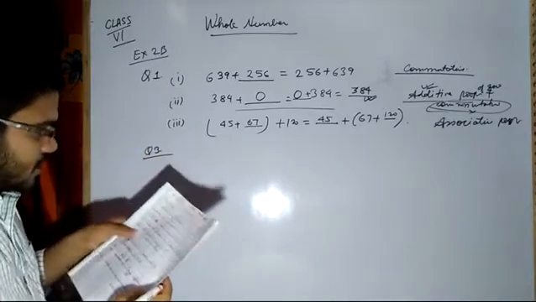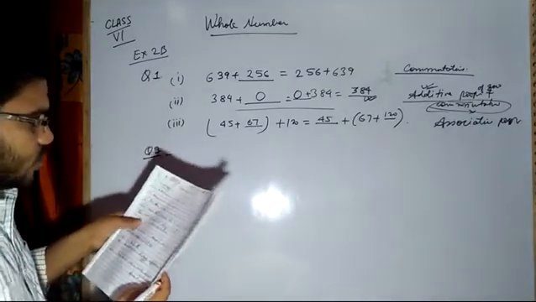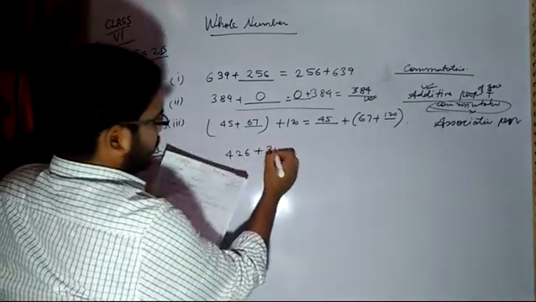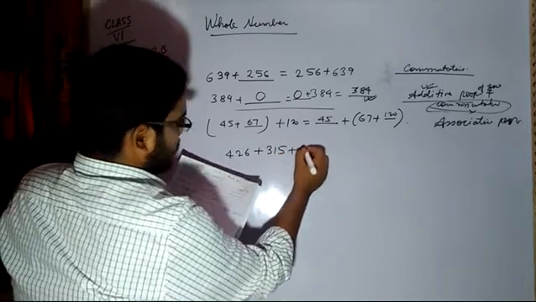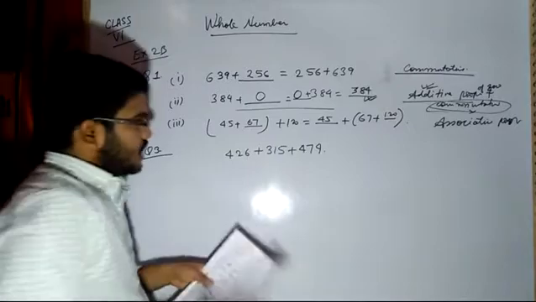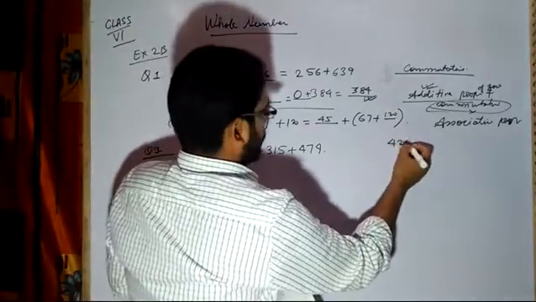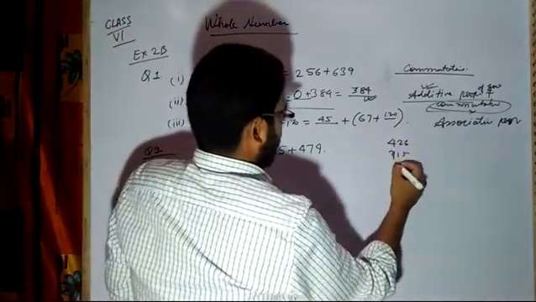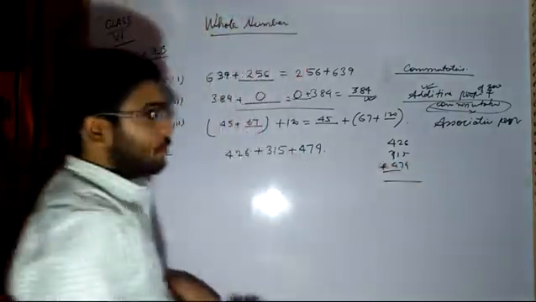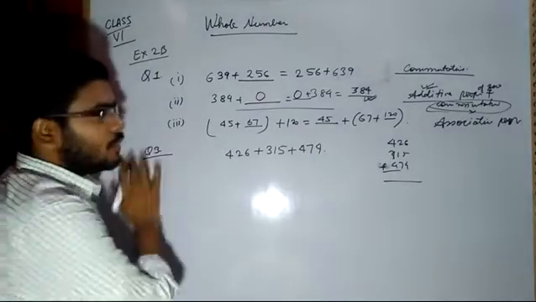Now question number 3. If you see, they are asking: find the sum by suitable arrangement. We have to do 426 plus 315 plus 474. Now, if we do the addition, we can write 426, 315, 474, and then we can add this, right? But the question says suitable arrangement.